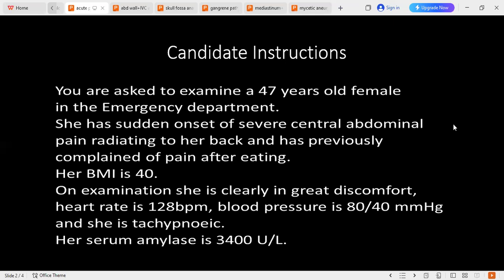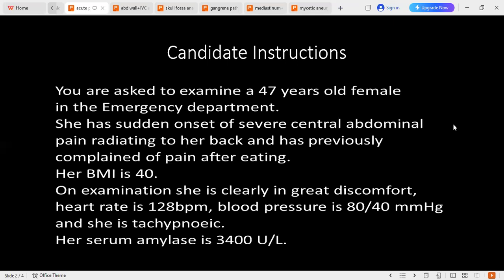In order to stratify the risk for this patient, what diagnostic or scoring systems are you aware of? Glasgow score, Ranson, and Balthazar CT score, and APACHE II score. Okay, what is Glasgow's criteria?